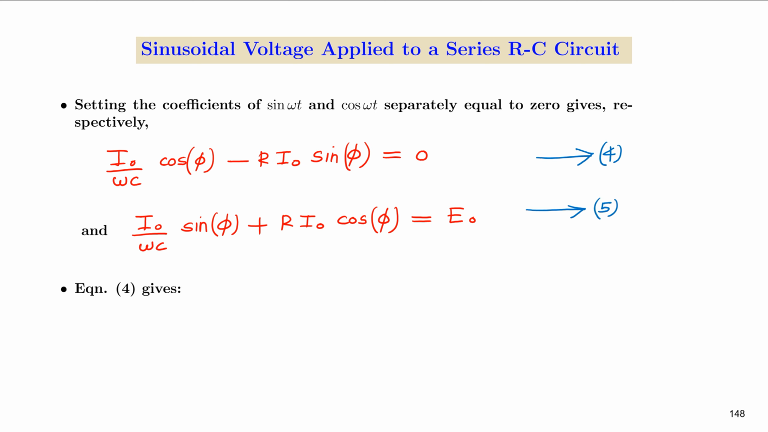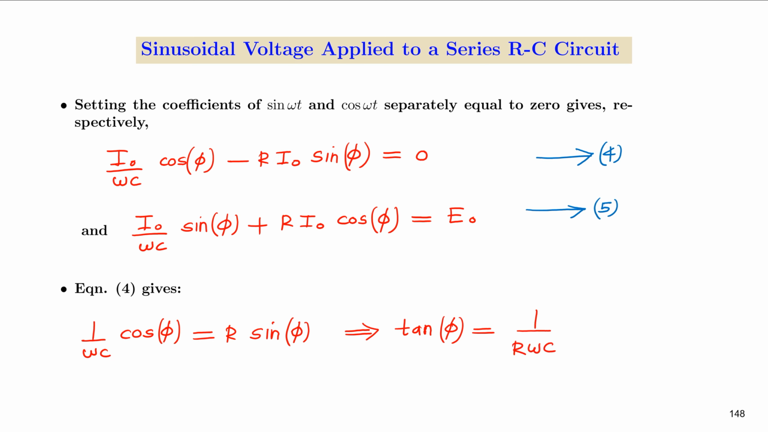From equation 4, we can write 1 over omega C cos phi equal to R sin phi, that is tan phi equal to 1 over R omega C, and we see that phi is a positive quantity, tan inverse of 1 over R omega C.